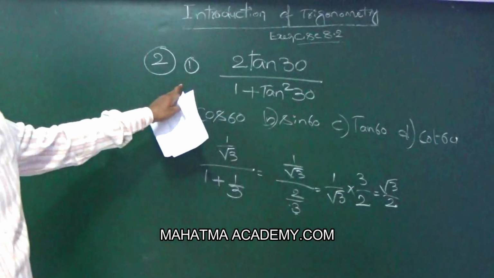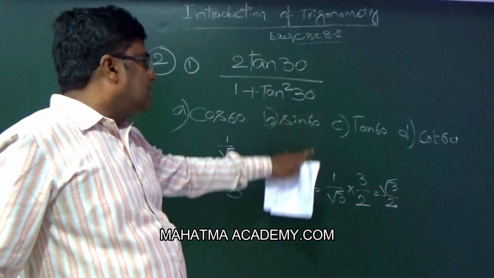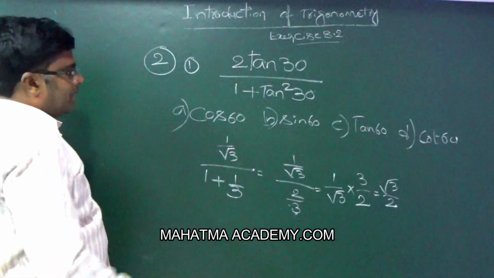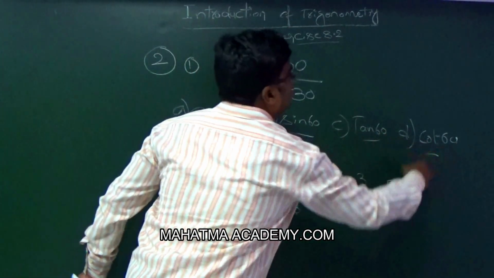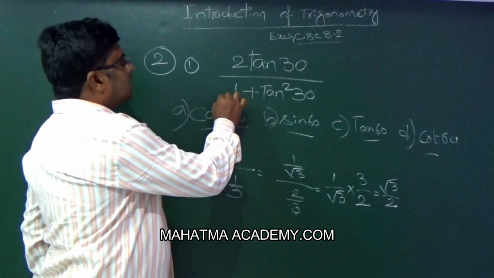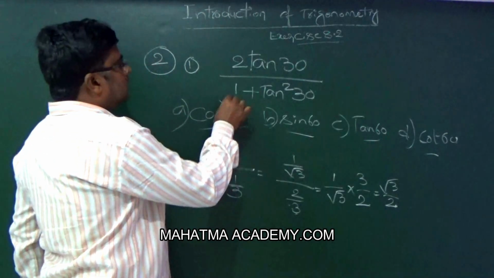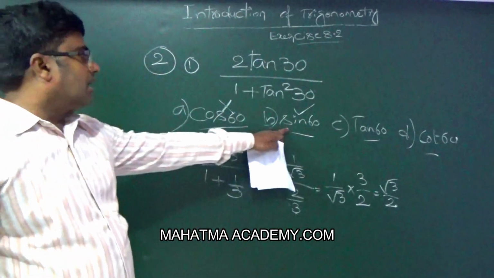Okay, what is the value? 2 tan 30 upon 1 plus tan square 30 equal to root 3 upon 2. So compare the value of root 3 by 2 with these options. Sin 60 is 1 by 2, so this is wrong. Cos 60 is 1 by 2, so this is wrong. Sin 60 is root 3 by 2. So option B is the correct answer.